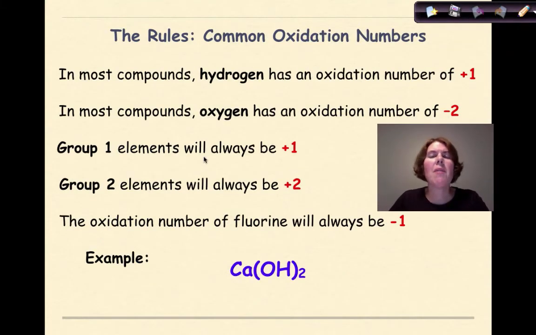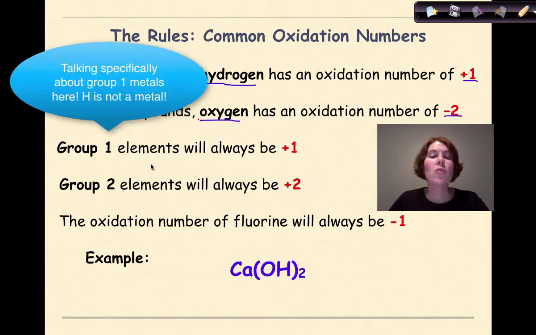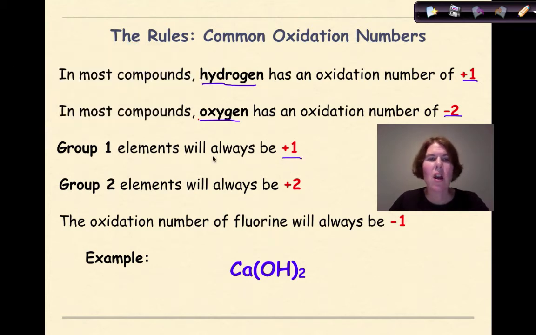Now let's look at some common oxidation numbers. Oxidation numbers are charges that are going to hold constant no matter what happens. In most compounds, hydrogen has an oxidation number of +1. Also, in most compounds, oxygen has an oxidation number of -2. Group 1 elements will always be +1. There are no exceptions to the rule here. All group 1 elements will be +1. Same goes for group 2 elements. All group 2 elements will always be +2. And the oxidation number for fluorine will always be -1.